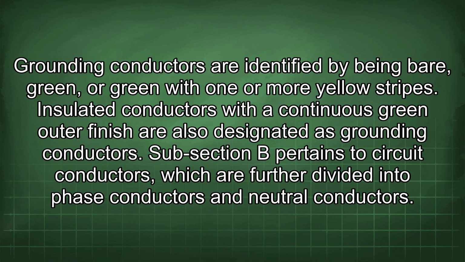Grounding conductors are identified by being bare, green, or green with one or more yellow stripes. Insulated conductors with a continuous green outer finish are also designated as grounding conductors. Subsection B pertains to circuit conductors, which are further divided into phase conductors and neutral conductors.